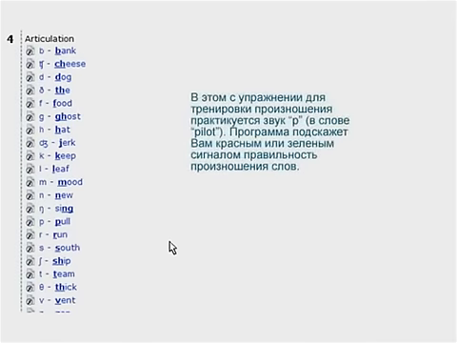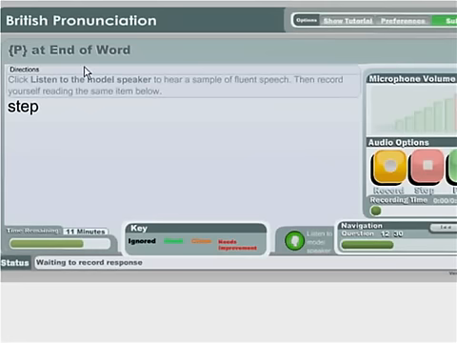In this pronunciation exercise, the student is practicing the p sound as in the word pilot. You will notice how the program uses green and red to indicate correct and incorrect pronunciation.